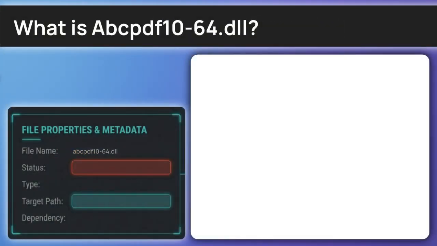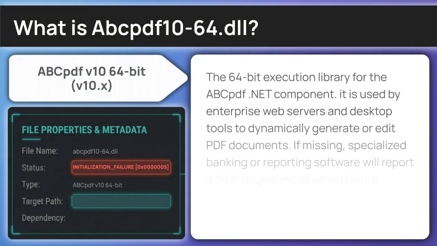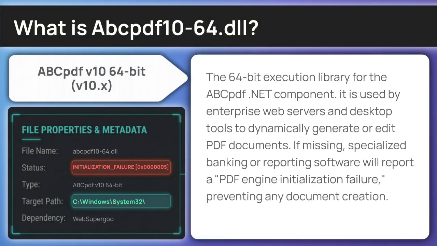This is the ABCpdf10-64 library, the 64-bit execution library for the ABCpdf .NET component. It is used by enterprise web servers and desktop tools to dynamically generate or edit PDF documents. If missing, specialized banking or reporting software will report a PDF engine initialization failure, preventing any document creation.